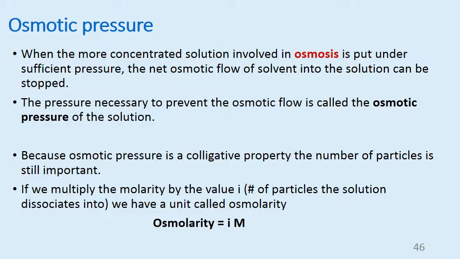And again, osmotic pressure is a colligative property, which means that the number of particles is what's important. So we're going to use a term called osmolarity. Osmolarity is just where we take little i, the number of particles that it breaks apart into, times molarity, and we get osmolarity. So for example, if NaCl is 1 molar, and since NaCl breaks apart into 2 particles, then the osmolarity for a 1 molar NaCl solution would be 2 osmolar, or 2 osmol.